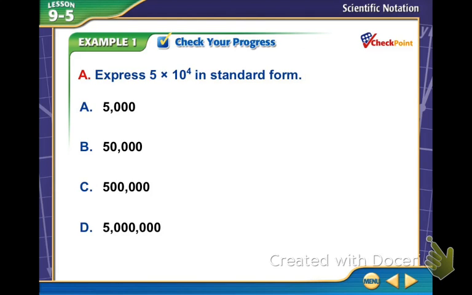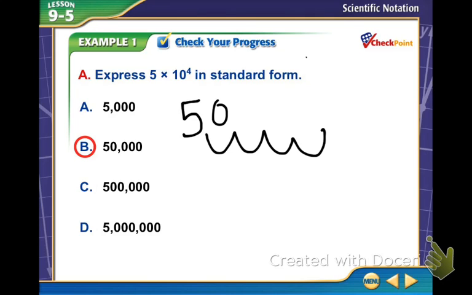Okay, check your progress. Express 5 times 10 to the fourth in standard form. Pause the video. So 10 to the fourth, which would mean to take the decimal that's behind the 5 and move it 4 places to the right. 1, 2, 3, 4. Fill in the gaps with zeros and add your comma.